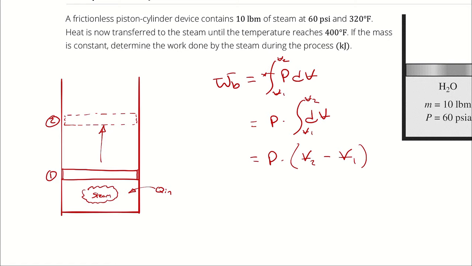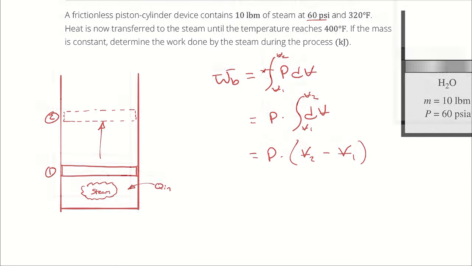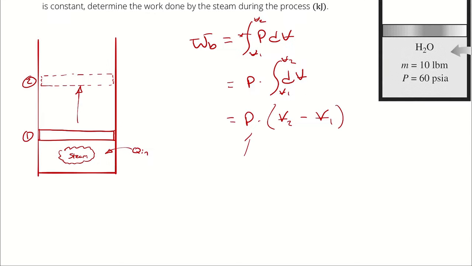Now I know that the steam is initially at 60 psi, and since it's an isobaric process, that means the pressure at the end of the process is also 60 psi. Therefore, the pressure that I'm going to multiply by in this equation is 60 psi. Now, do I know the volume?